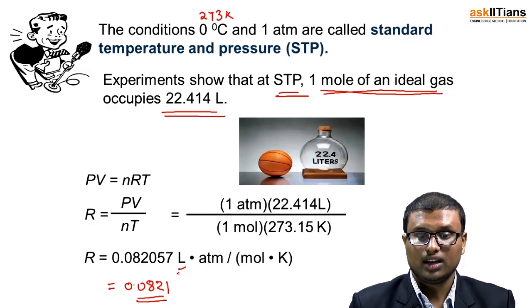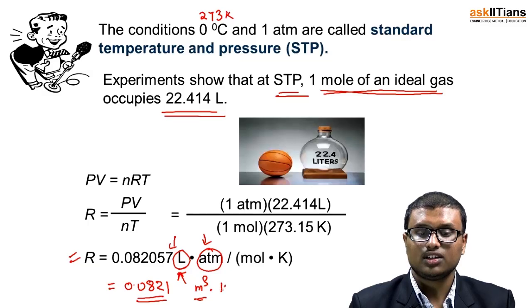Remember one important thing here, that my unit of volume is in liter and my unit of pressure is in atm. If I take my volume in liter and pressure in atm, then only can I say that my value of R is 0.0821. For example, if you take the volume in meter cube, and the pressure in SI unit, which is Pascal, or in kilopascal, my value of R will be different.